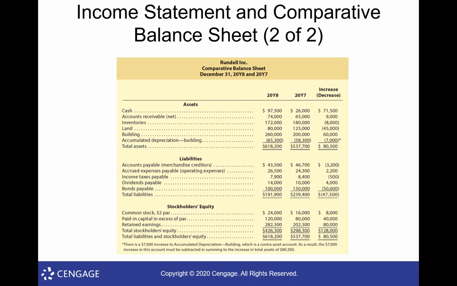Inventories went down by 8,000. Assets are opposite, so I'm going to adjust my cash up by 8,000. Then I looked at my current liabilities. Accounts payable went down by 3,200. Liabilities the same, so I'm going to adjust my cash down 3,200.